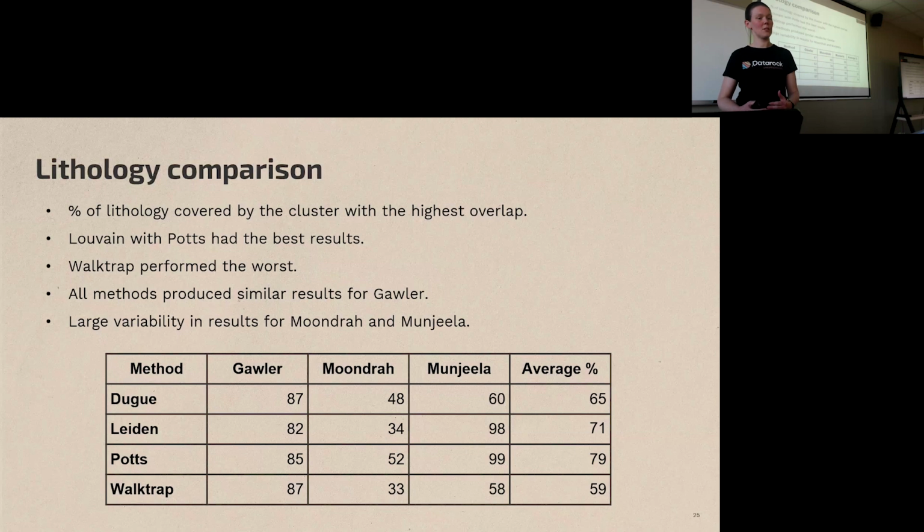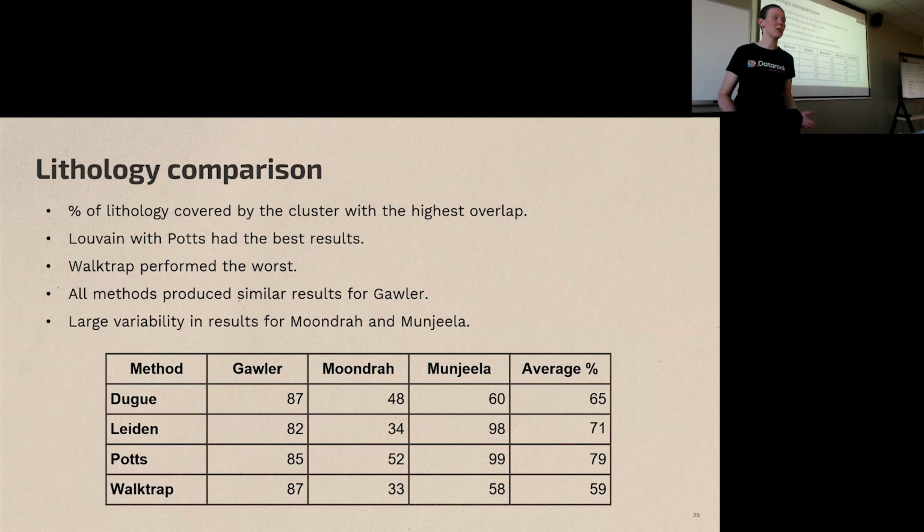So the Louvain method using the Potts modularity had the best results. It consisted of getting the highest or close to the highest coverage by that particular cluster, and not unexpectedly, given the figures I had before, Walktrap performed the worst. The results did vary by lithology.